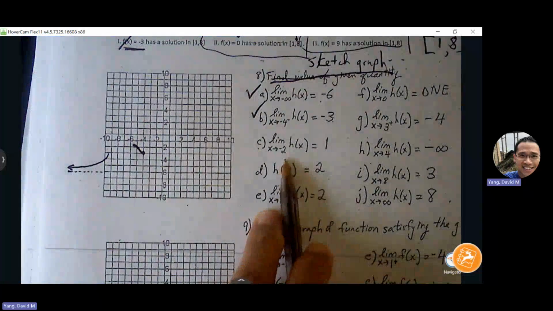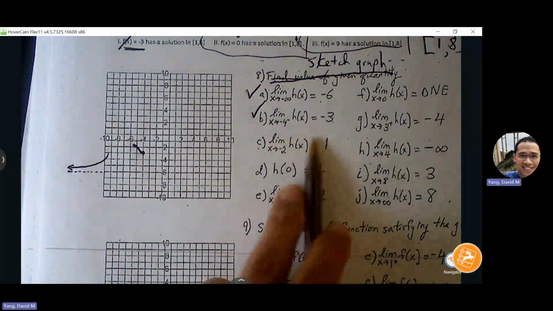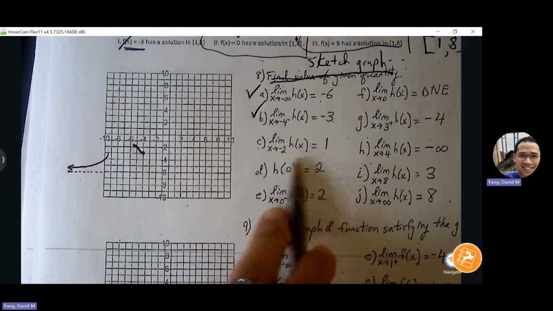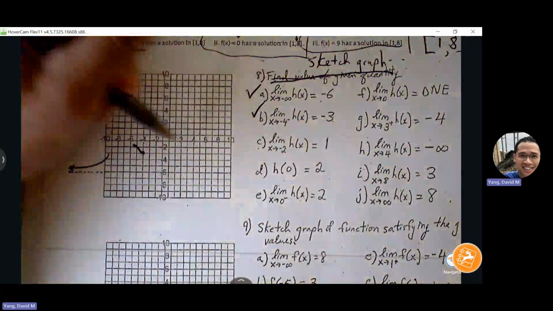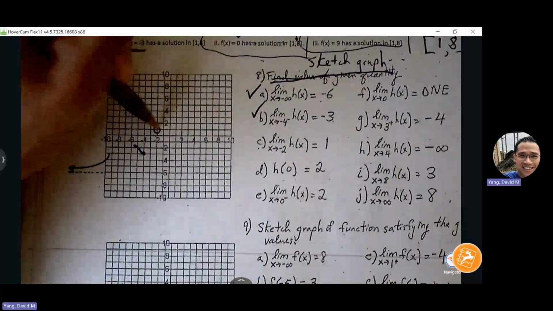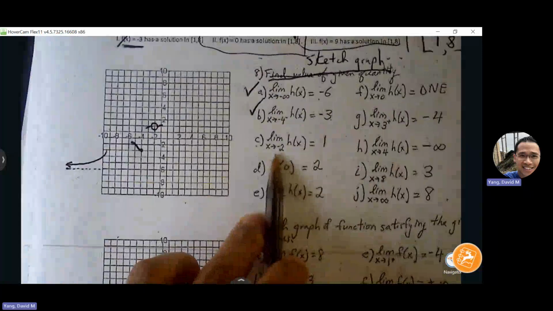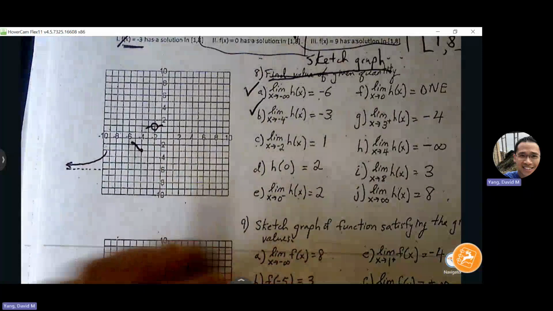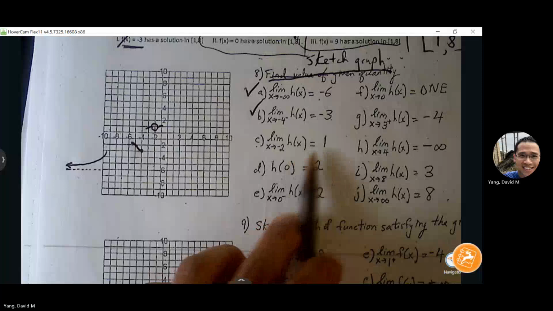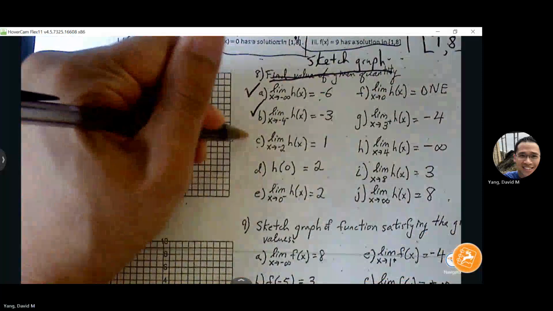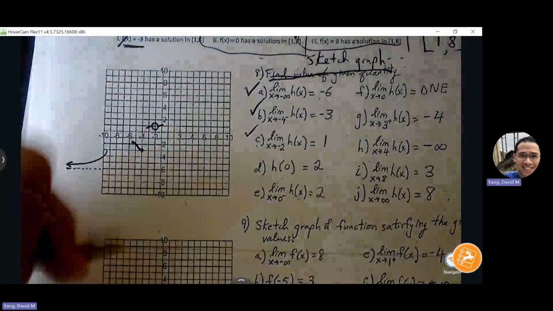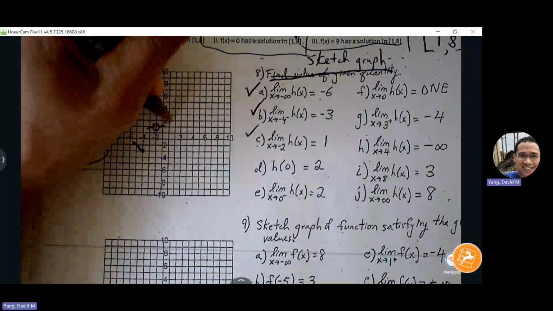Approaching -2 is equal to 1. Now this is a full limit, so I know that my target is (-2, 1). That's my ordered pair, and I'm going to make it a full limit. I'm going to put a hole there because I don't want to conflict if there's an ordered pair elsewhere. Okay, h of 0 equals 2. Now that's just the ordered pair here.